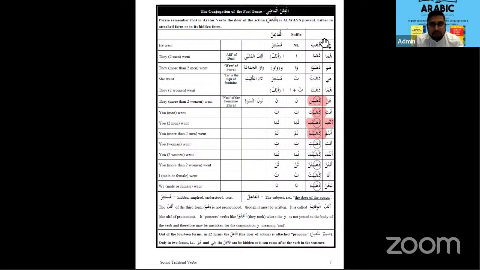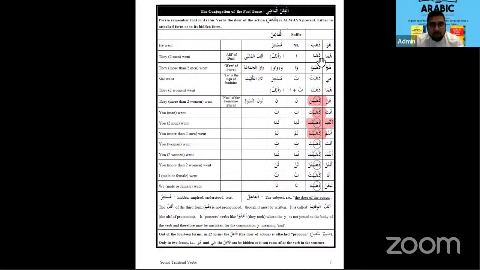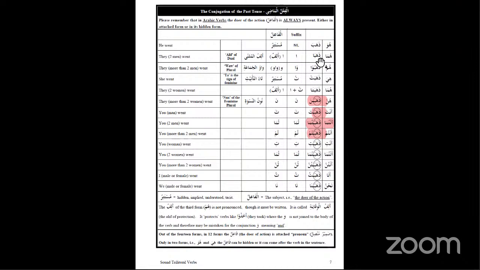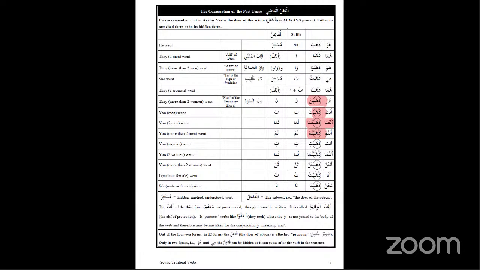Let's do it with me, Binish. Okay. Huwa darasa. He studied. Huma darasa. They both studied. So you see that we added the alif there. Dhahaba, dhahaba. So there's an alif there. Then the next one, we add alif and waw. So hum darasu. They all studied.